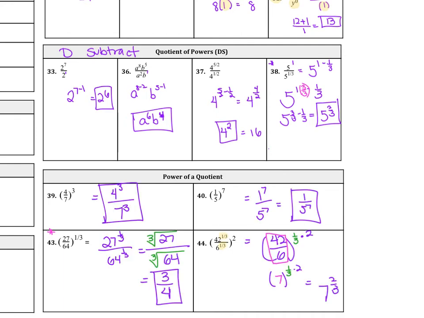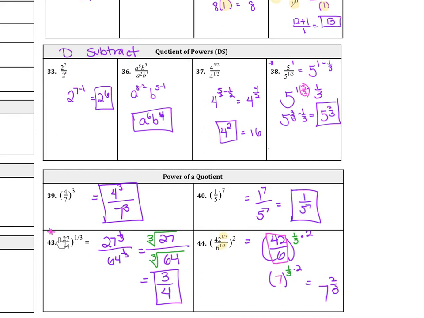All right. So we distribute this 3 to both the top and the bottom. So it's 4 cubed over 7 cubed. And we can leave it as it is, and that's fine. We have 1 over 5 raised to the 7th power, so we can distribute it. So 1 to the 7 over 5 to the 7. We can simplify this just a little bit. 1 to the 7th is just 1.